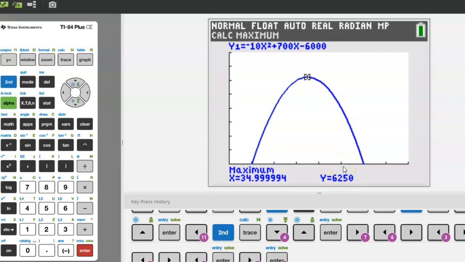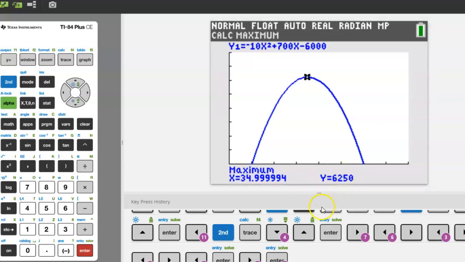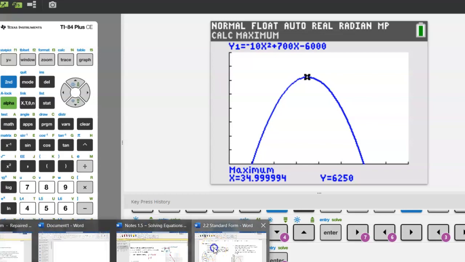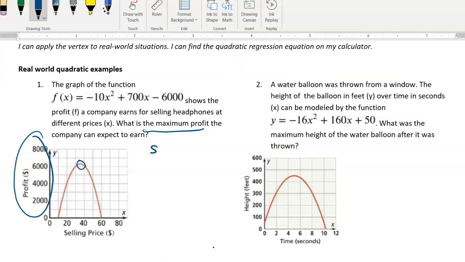So our answer is not both those values. It's very important to understand that we're trying to answer the question. So the question is asking us what's the maximum profit. So it would be $6,250. Oops, it's a 0 here. So that'd be the maximum profit they would earn.